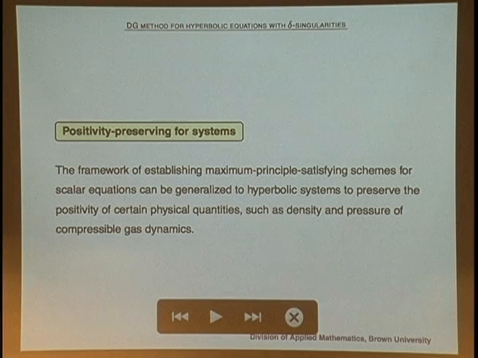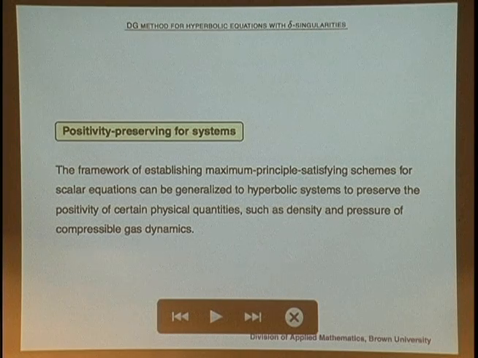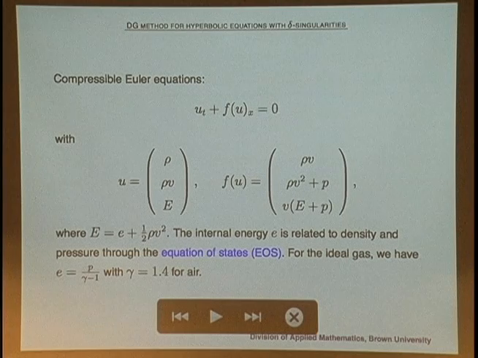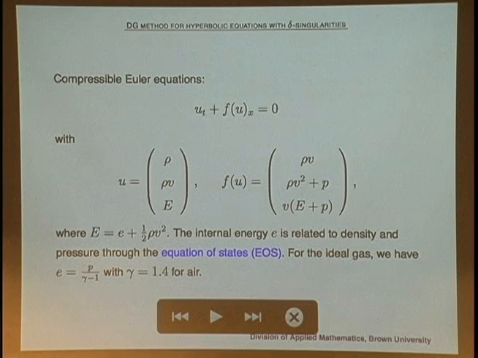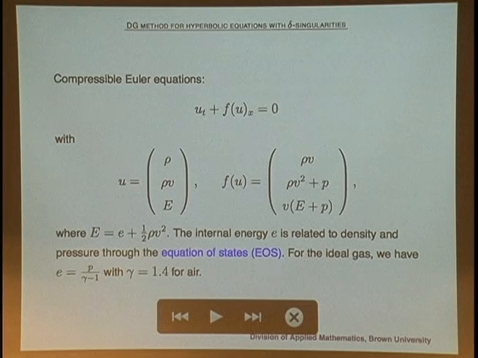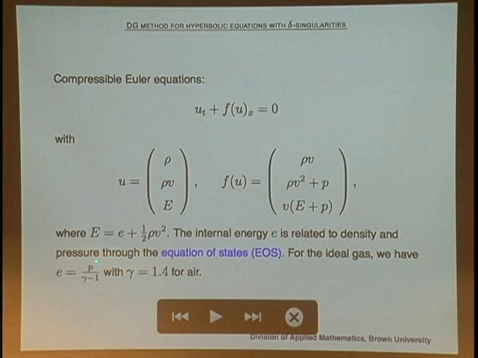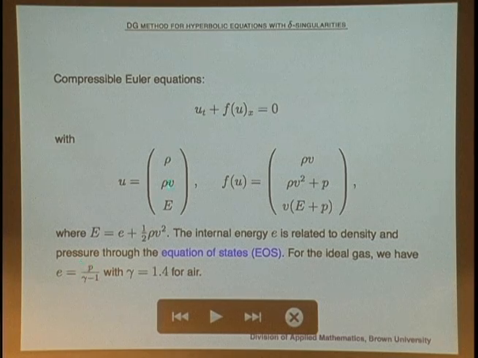So we are basically generalizing this technique to positivity preserving for systems. Here I will skip the details, but the idea is basically the same. It becomes a little bit different because it's another scalar equation. The quantity you want to force positivity on may not be one of the original variables. For example, you want to enforce pressure to be positive, but pressure is not one of the variables of U. Then what you need is the following.